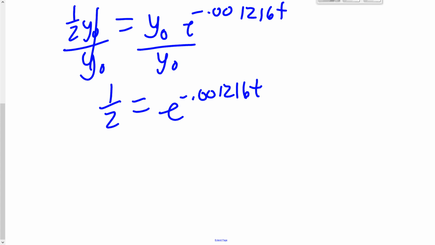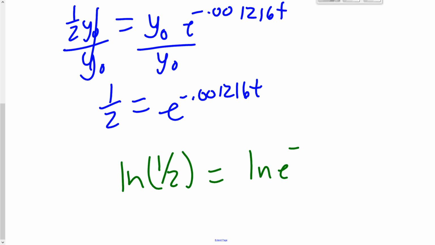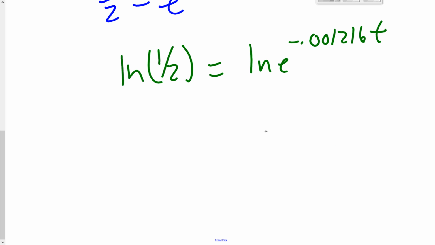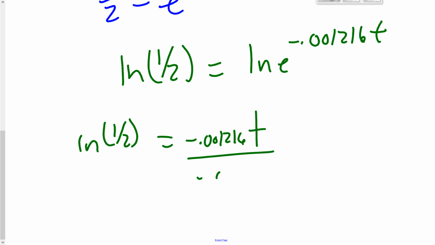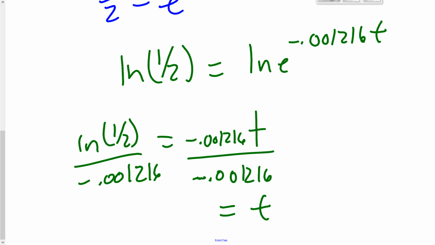Okay, now how do we get t by itself? Of course, we take the ln of both sides, right? And what do I do with that exponent here? And then what does ln of e equal? Alright, so I'm just going to get negative 0.001216t equals ln of 1/2. And then I can divide by negative 0.001216 on both sides. And so then the half-life of carbon-14 is 5,700 years, right?